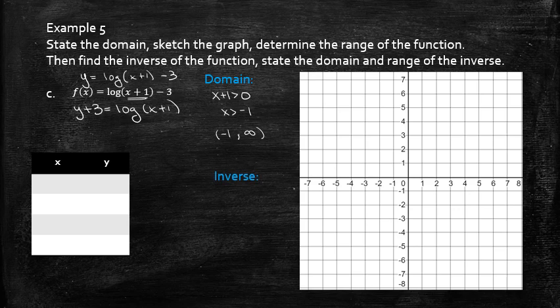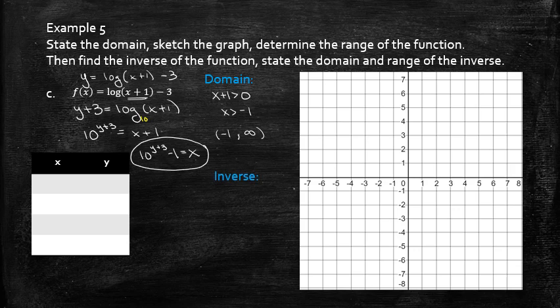Okay, so if you remember, when we have log with no base, it's the common log, which means it's base 10. So to write this exponentially, we have 10 raised to the y plus 3 power is equal to x plus 1. So to solve it for x, just subtract that 1 over. So 10 raised to the y plus 3 power minus 1 is equal to x. Okay, so this is what we'll use to find points that are on the graph of our log function.